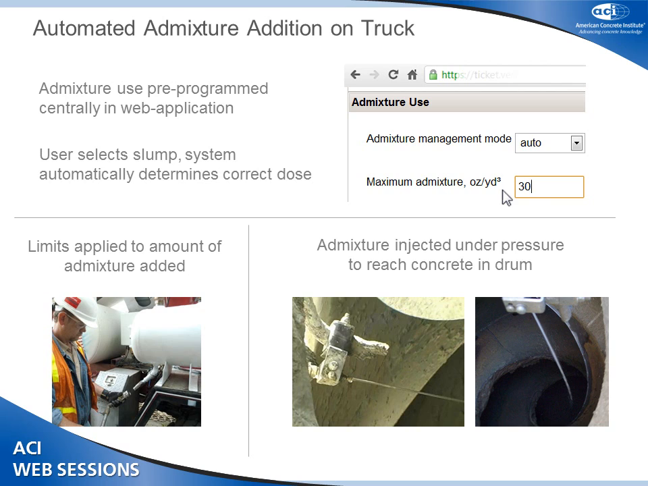And the key thing here again is that we're not putting in a fixed dose of admixture. We're setting the slump and then letting the system determine the correct dose to get to that slump, subject, of course, to the maximum admixture used. So the admixture is loaded into the tank, and then it's injected under pressure in a very small stream of material that goes in, so that that highly potent admixture does not get on the fins of the truck, but actually gets onto the concrete.